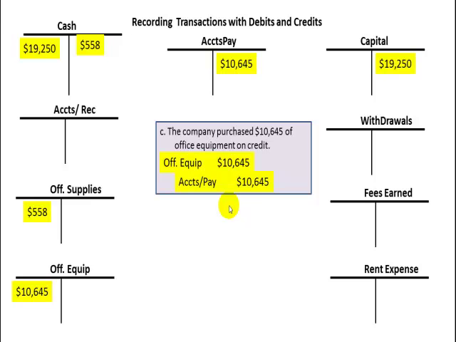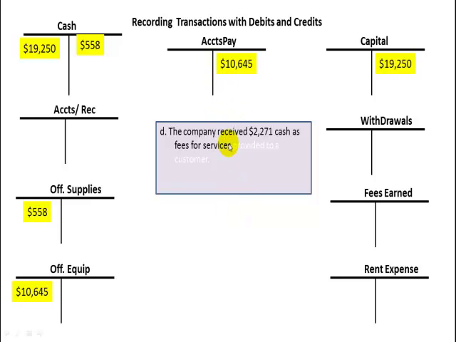Let's go on to Part D. Part D, the company received $2,271 cash as fees for services provided to a customer. So if we did that for a customer for cash, we will debit cash for $2,271. That increases cash, and we will credit fees earned, which is a revenue account, for $2,271. Cash is going to go up with a debit, and fees earned are going to go up with a credit.